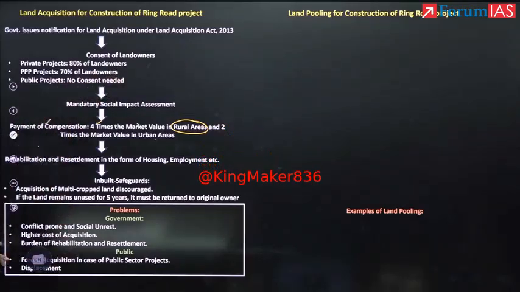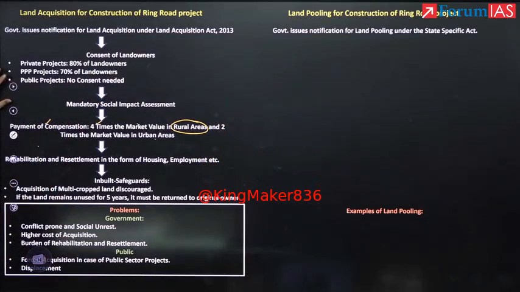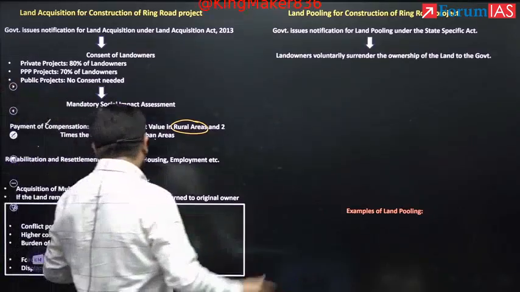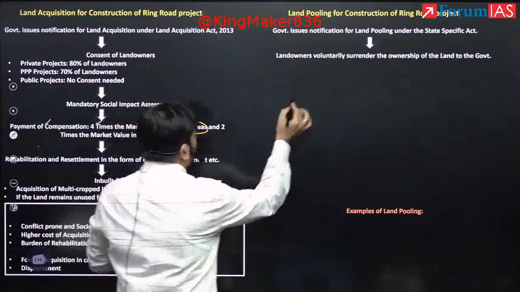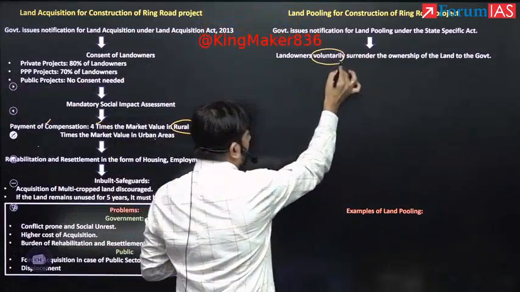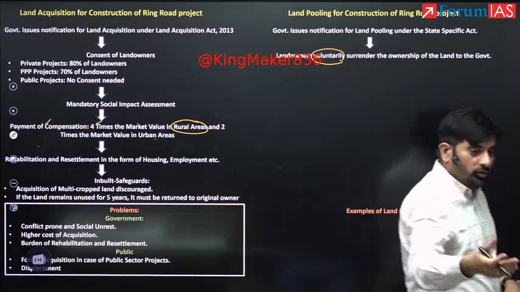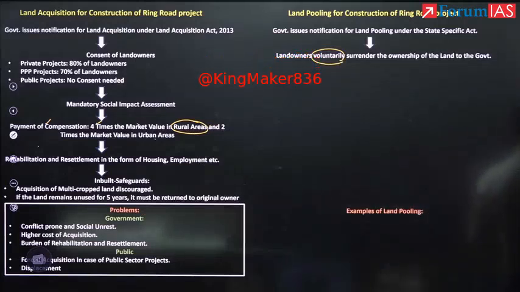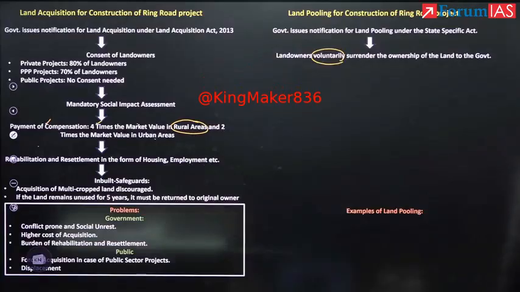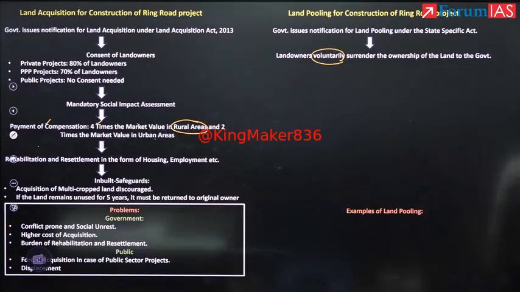Let's see that side. What is pooling then? In case of pooling, let's say I'm the government, you are the landowners, I will issue a notification saying that I'm not acquiring the land, I am rather pooling the land. I will issue a notification. In this case, you as the owners, look at the word. What have I written? Happily, cheerfully. You'll come to me and say, please take away my property. Do not pay me anything. You're not even asking for compensation.